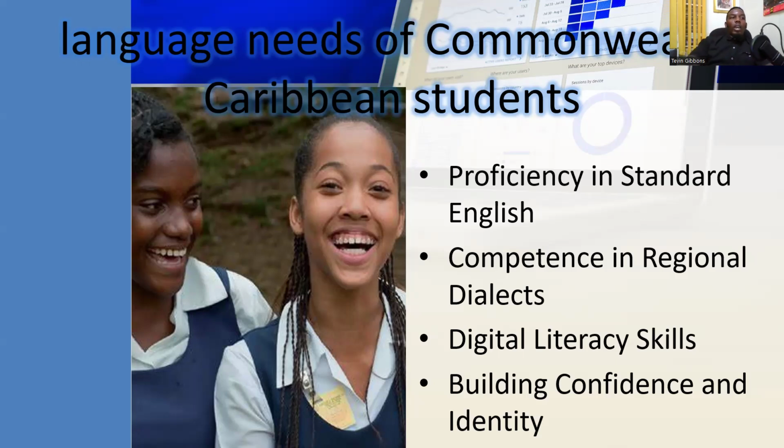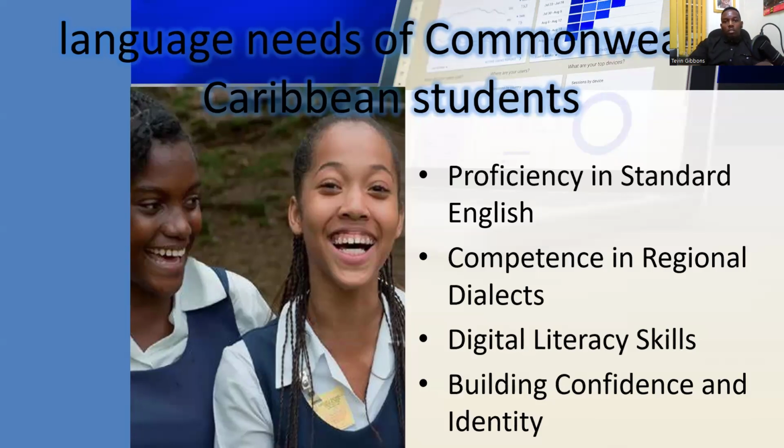All right. Now, addressing these needs requires a multifaceted approach that incorporates Caribbean languages and culture into the curriculum while equipping students with the necessary skills to thrive in a global world. During my research, I realized that it is difficult to definitively say whether the latest changes have been effective. However, we can analyze potential impacts based on the modifications. So let's jump into the modifications.